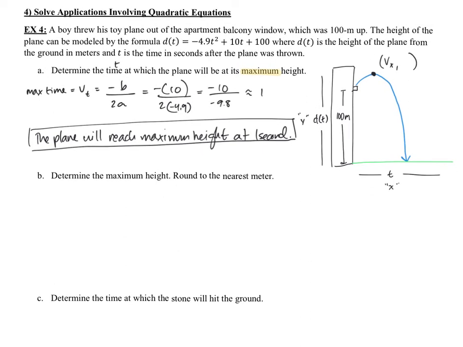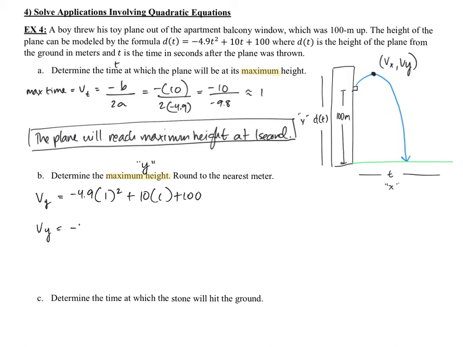Next, we're asked to determine the maximum height. So now we're talking about the height, or my y values, sorry. So now I want the v sub y value, my maximum height. How do we find that? Well, we'll just use our v sub x and plug it in. V sub y is going to equal negative 4.9 times 1 squared plus 10 times 1 plus 100. Where'd the 1 come from? Remember, we solved for it right there, and we're plugging it into our equation.